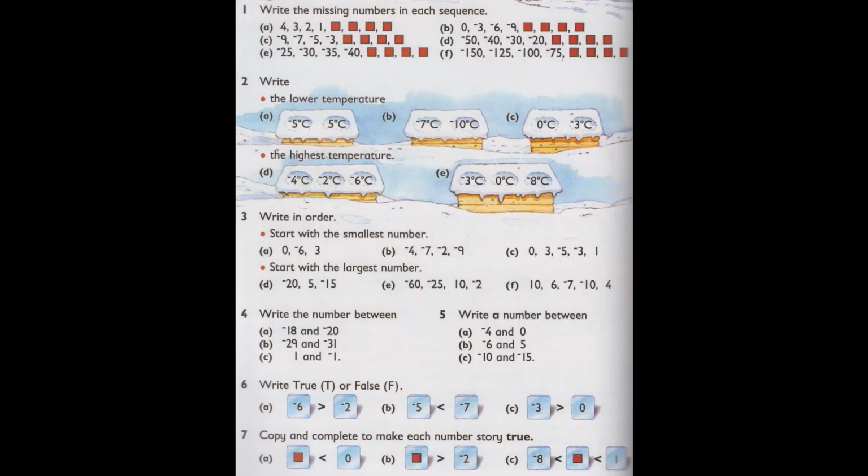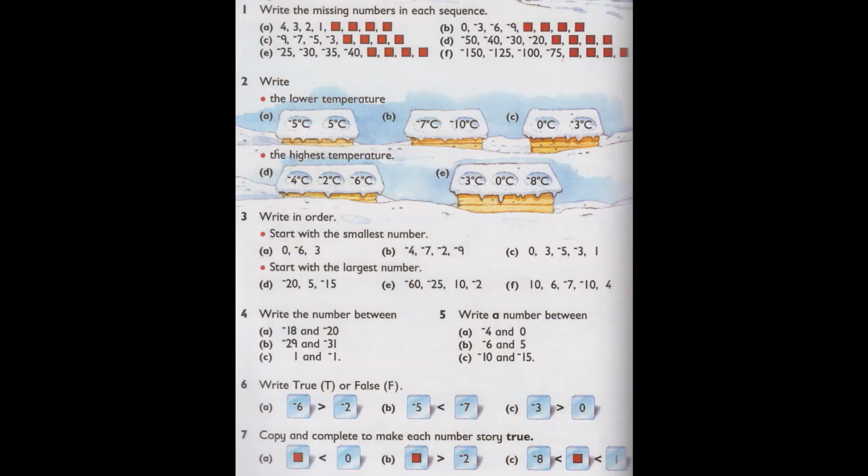Number 3, write in order. And again, similar to what I showed you, it says start with the smallest number. So here you've got, and again, for letter A, I'm not going to say anything. I'm just circling it for letter A. And just finish the sequence off here.